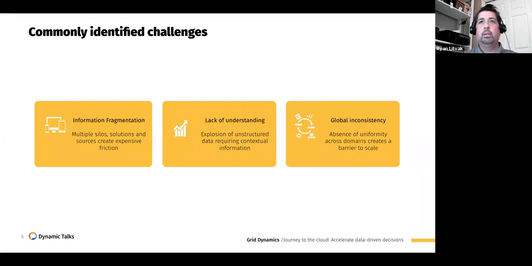And then third is global inconsistency. So we have oftentimes not just one system that manages a particular process in any one particular domain. There could be multiple systems. It could be Excel spreadsheets. It could be an off-the-shelf solution. It could be something homegrown. So there's not a lot of consistency in the structure of the data, and that makes it very difficult to bring it together across multiple sites in particular. So we find a lot of site-specific solutions that then are not able to be scaled beyond that one site because of the inconsistency of the domain.